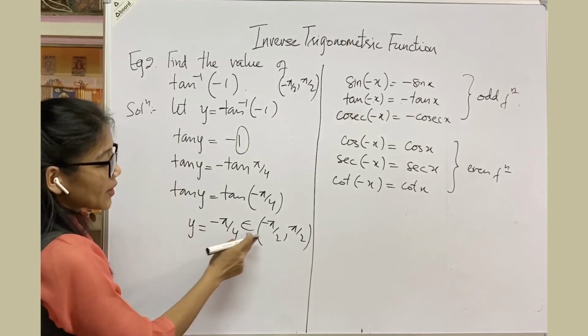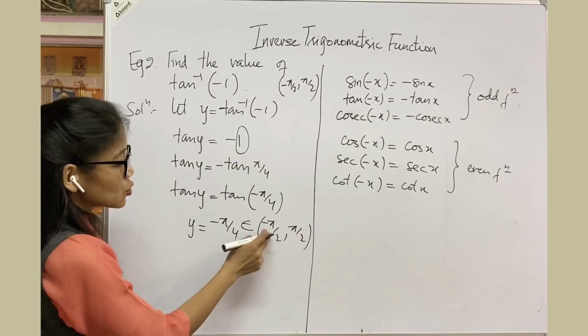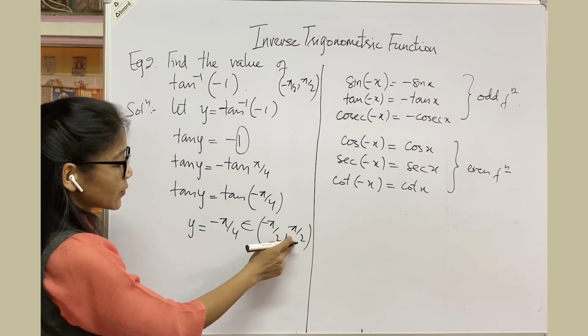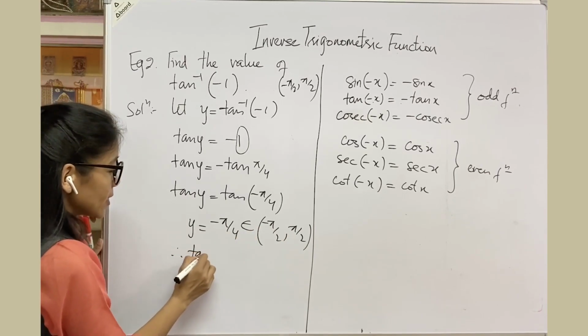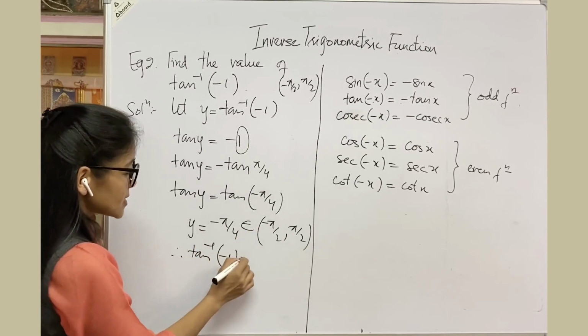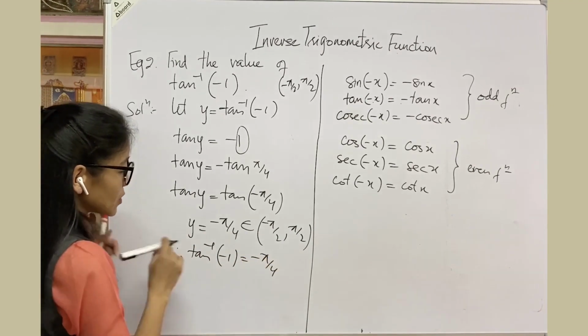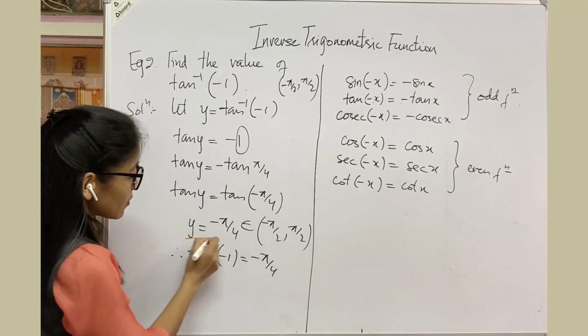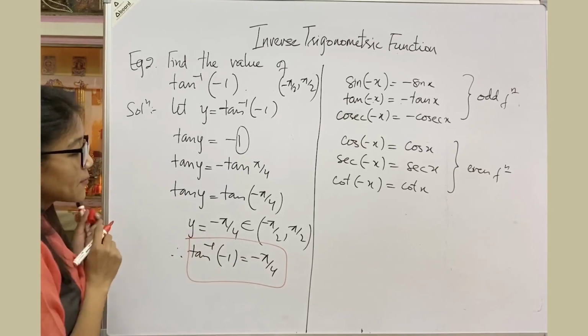This is negative 45, this is negative 90 to positive 90. So it means this is in this interval, okay? So therefore we have tan inverse of negative 1 is equals to negative pi by 4. This is the required principal value, or the value of tan inverse of negative 1, okay?